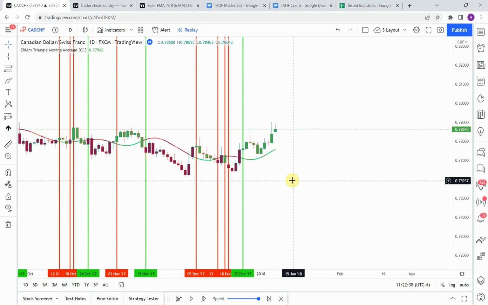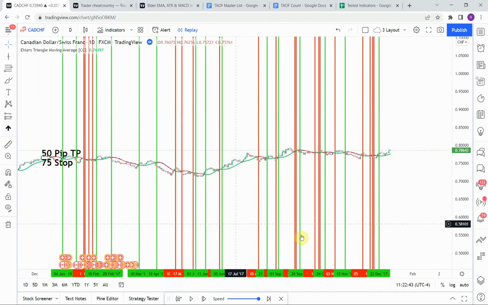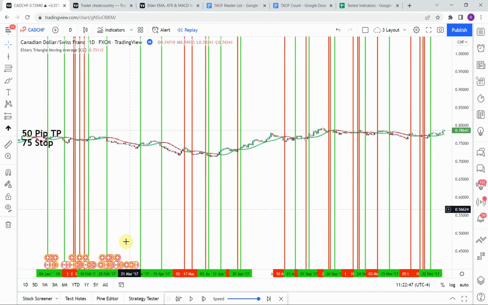Alright, so that does it there. Let's go ahead and take a look at our indicator here. There and there. Let's go ahead and count it out and see what we get out of it.